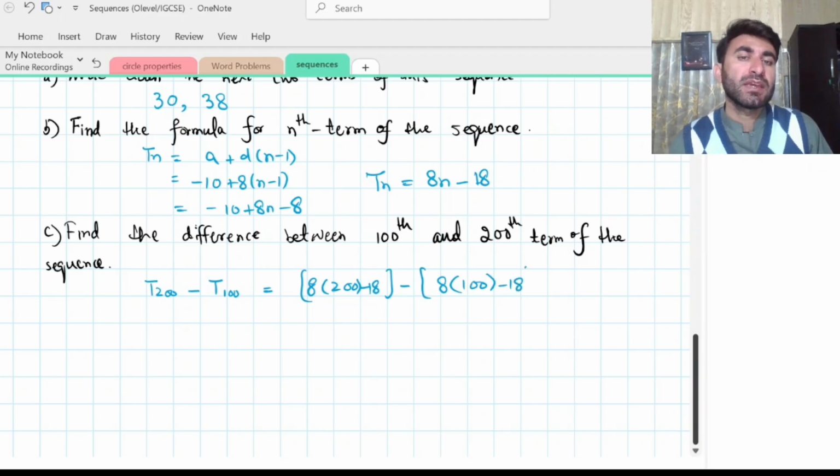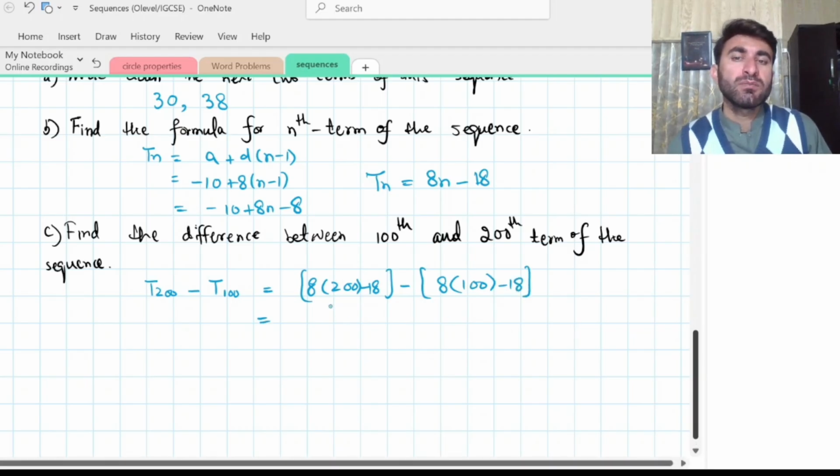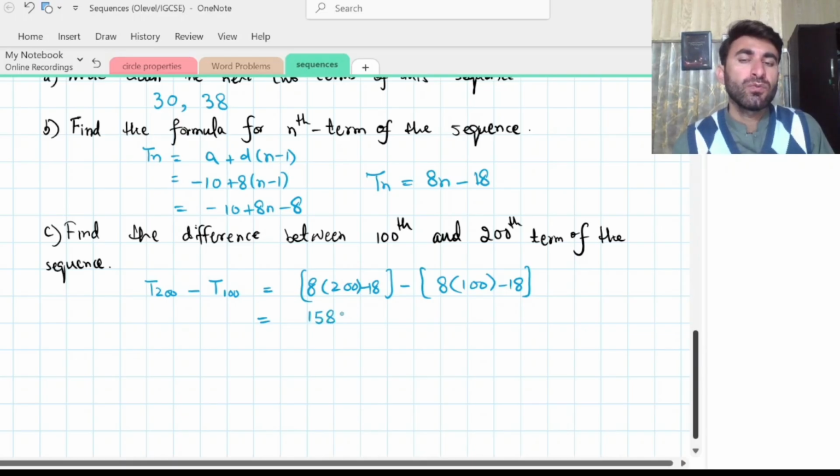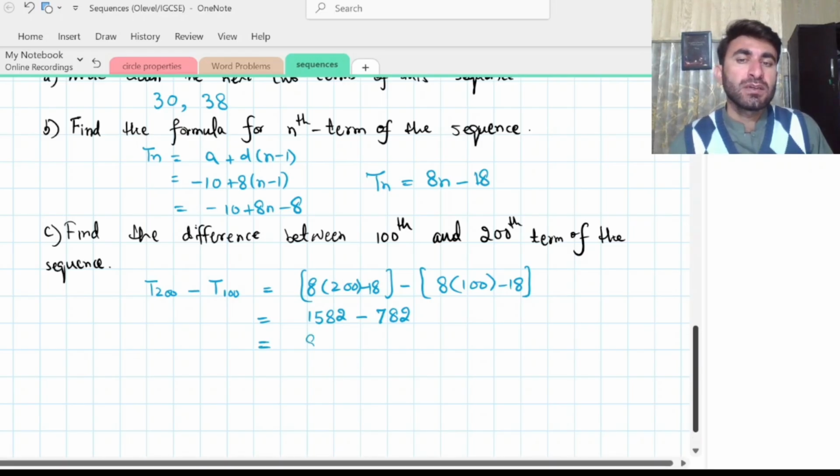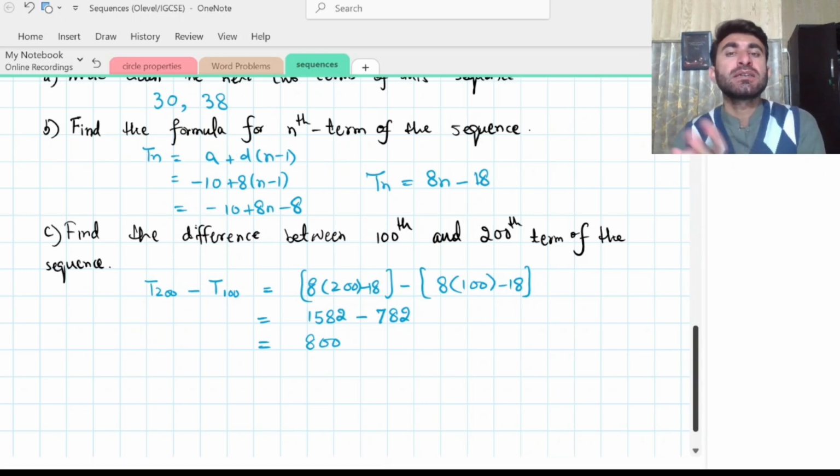minus 18. So it shall become 8 times 200 is 1600 minus 18 shall become 1582, minus 800 minus 18, which is again 782, and the difference between these two numbers is 800. So 800 is the difference between 200th and 100th term.